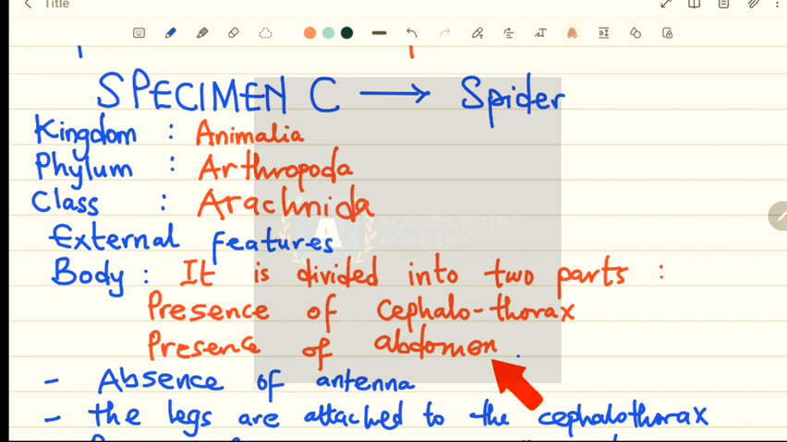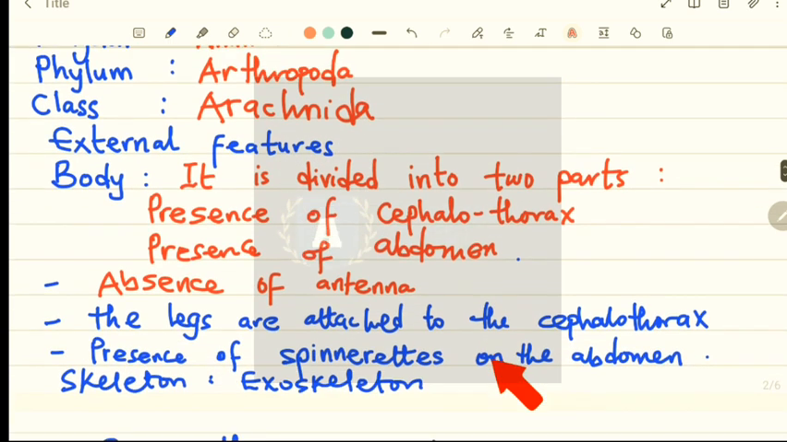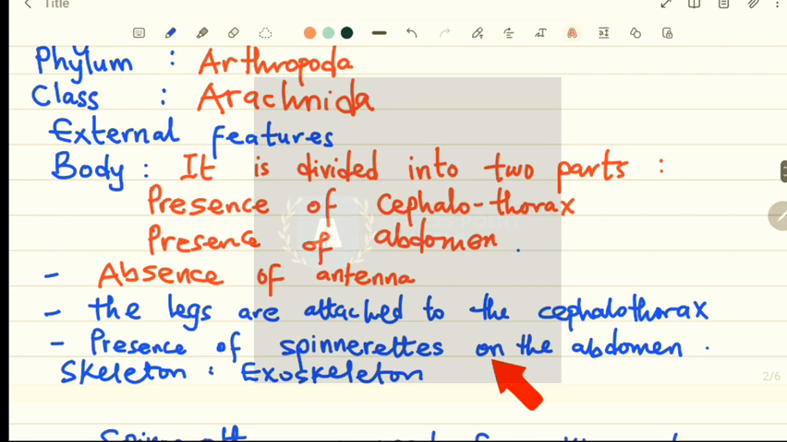The spider has no antenna. But we have something very small that resembles an antenna, though antenna is absent. You should also know that the legs are attached to its cephalothorax, and there are spinnerets on the abdomen, used for making webs, like a kind of net.